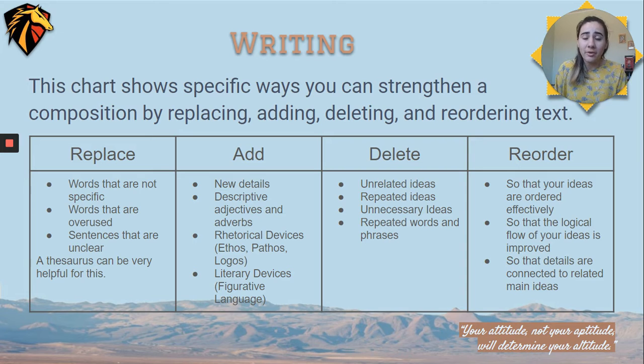The last R of radar is to reorder. So once you have finished all the other steps of radar and you're about ready to start copying it into the final draft section, you need to make sure that the sentences are placed in an order that makes sense. So you want to order your sentences in a way that your ideas are conveyed effectively. You want to make sure there's a logical flow to your ideas, and you want to make sure that the details are connected to your main point.